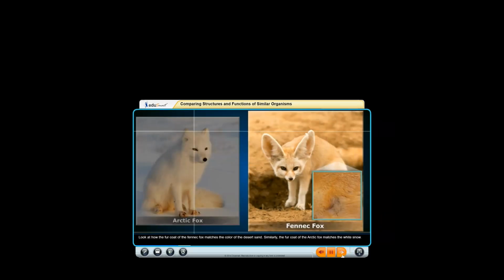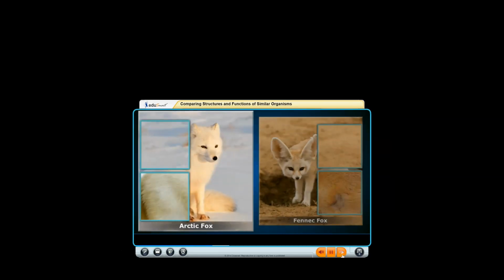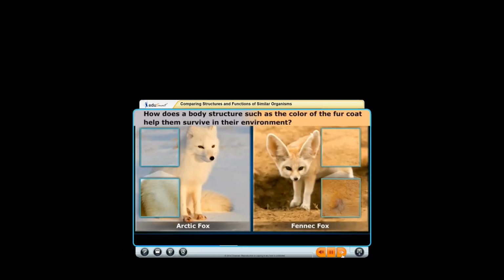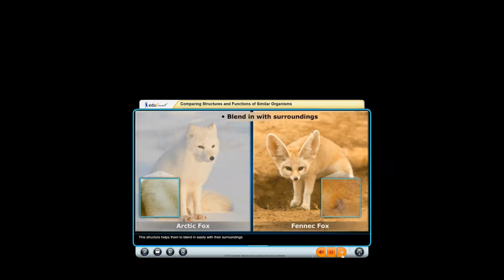Look at how the fur coat of the fennec fox matches the color of the desert sand. Similarly, the fur coat of the Arctic fox matches the white snow. How does a body structure, such as the color of the fur coat, help them survive in their environment? This structure helps them to blend in easily with their surroundings. This blending, called camouflage, helps them to hide from their enemies or their prey.